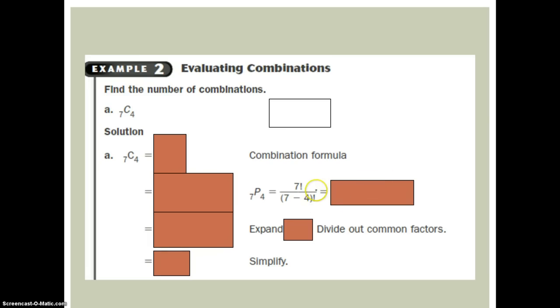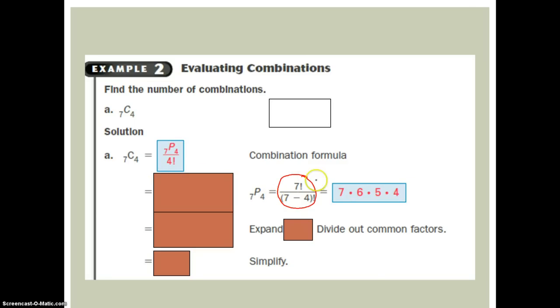Let's try that for A. 7 combination 4. We set it up as 7 permutation 4 over 4 factorial. That means that we're going to have 7 factorial over 7 minus 4 factorial in my numerator. We can simplify that to this because this becomes 7, 6, 5, 4, and then 7 minus 4 is 3, so the 3 factorials cross off. Let's put this simplified version of the permutation in the numerator, over 4 factorial.